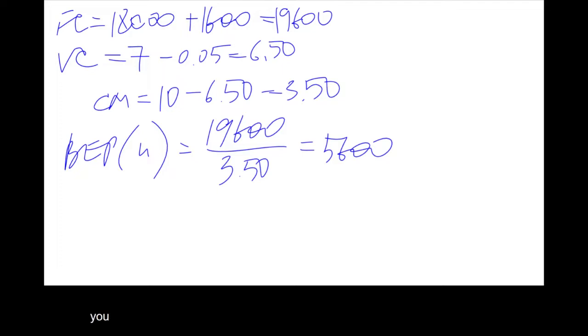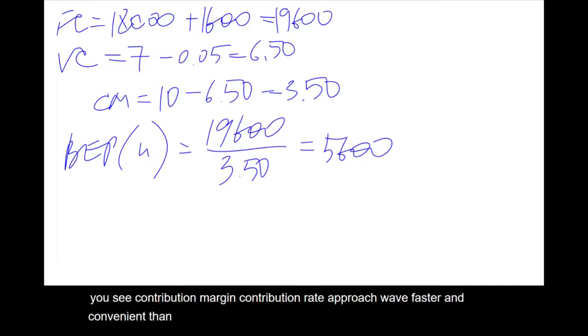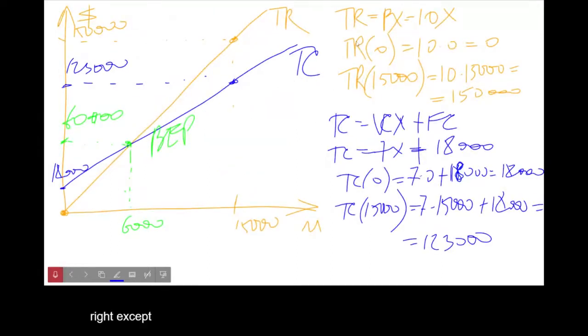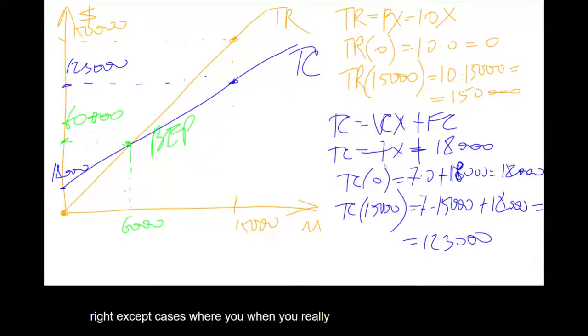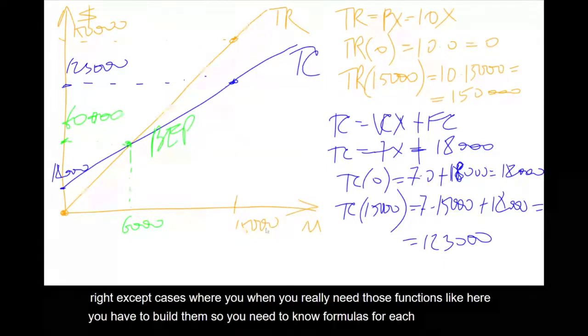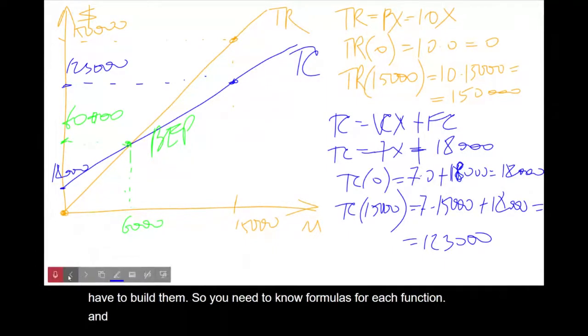You see, the contribution margin and contribution rate approach is way faster and more convenient than building functions. So I would use that all the time, right? Except in cases where you really need those functions, like here, you have to build them, so you need to know formulas for each function and stuff like that.